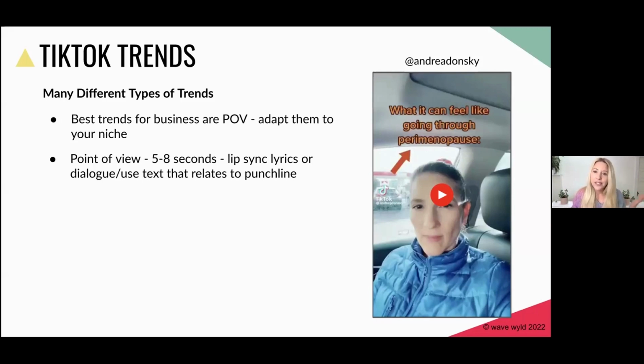Then you want to use text that makes a joke to relate to that punchline. So I have an example here. This is Andrea Donsky. She is a menopause educator, so of course she targets that older audience. She has, I think, something like 250,000 followers, very successful on the app. One of my past students, just to show you that that older age is there. But she does a lot of POV trends. This is an example of how she incorporated it to her niche.